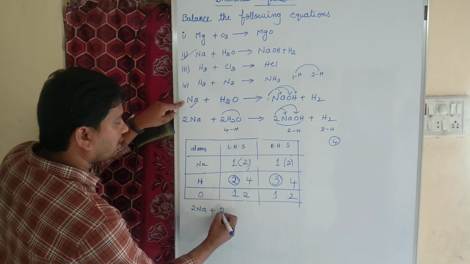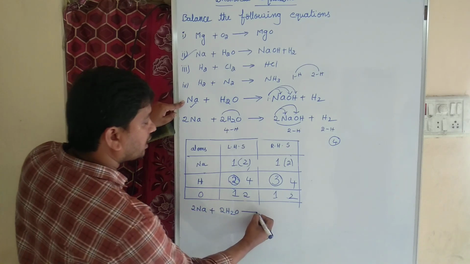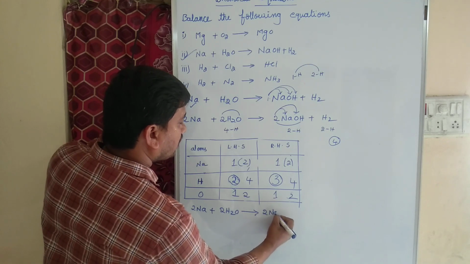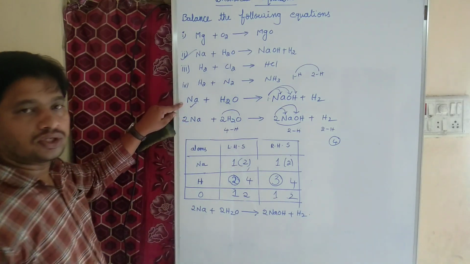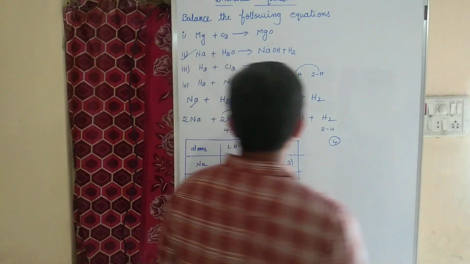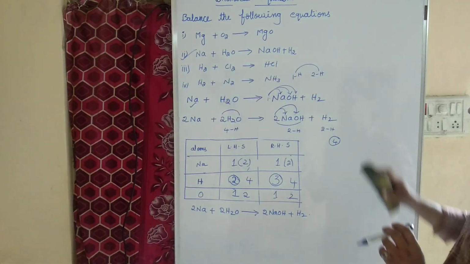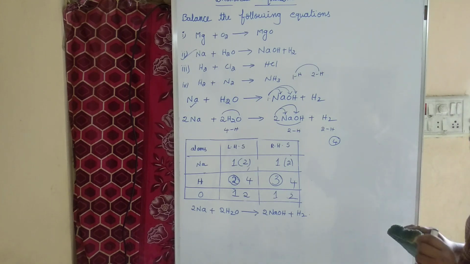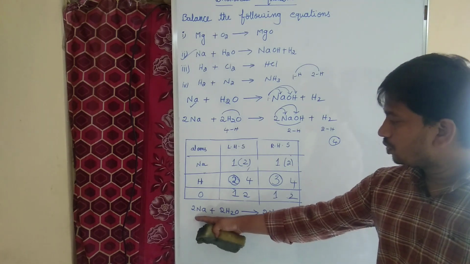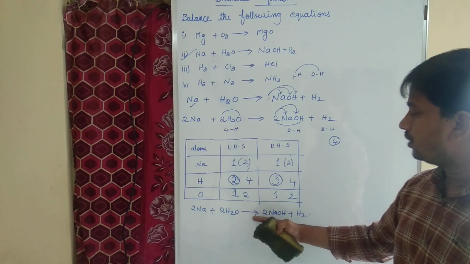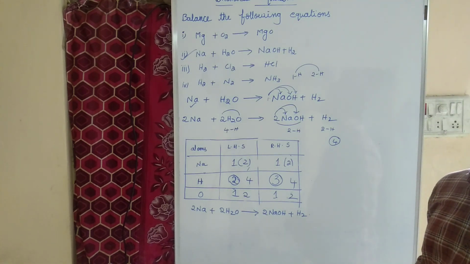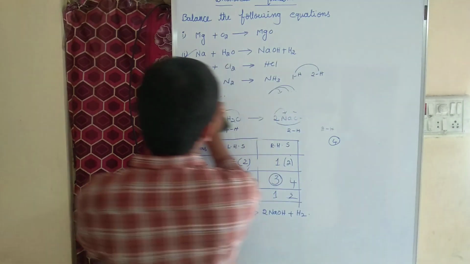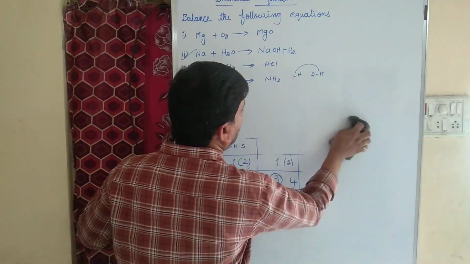So children, what is the balanced equation of Na plus H2O? That is 2Na plus 2H2O gives rise to 2NaOH plus H2. So this is the balanced chemical equation for Na plus H2O gives rise to NaOH plus H2. That is 2Na plus 2H2O gives rise to 2NaOH plus H2. Okay children? Yes. Now coming to the third chemical equation.